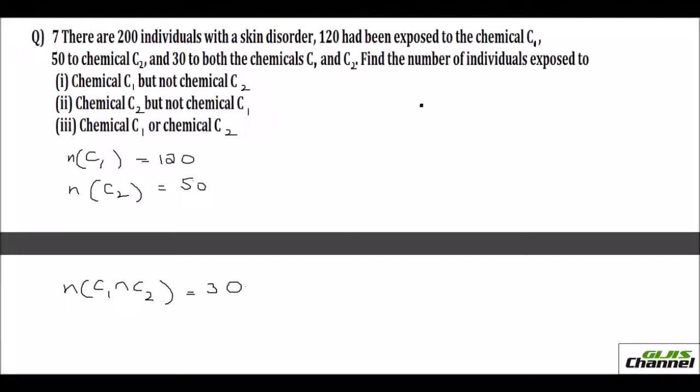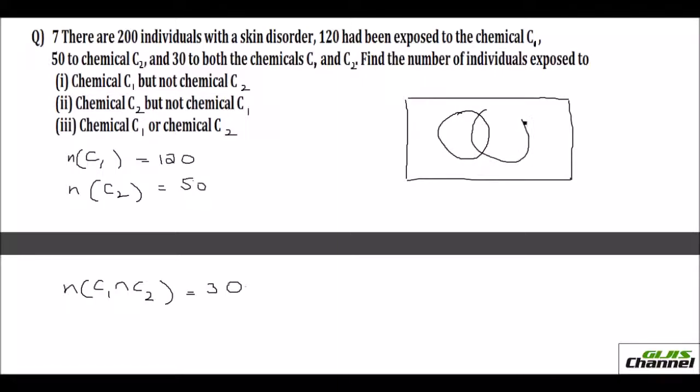Let me put this in a Venn diagram. So just imagine we have this as your Venn diagram. Just two sets, so I draw two circles here. And this is the universal set. First you have to write the number of people who are exposed to both, the common one. So that would be 30 here. I take this one as C1 and this one as C2, instead of A and B.